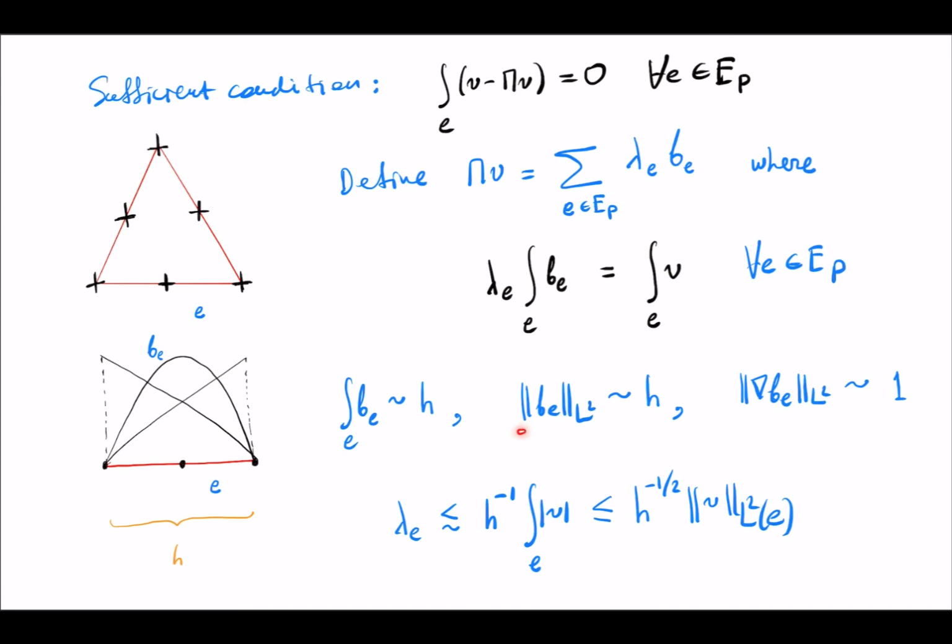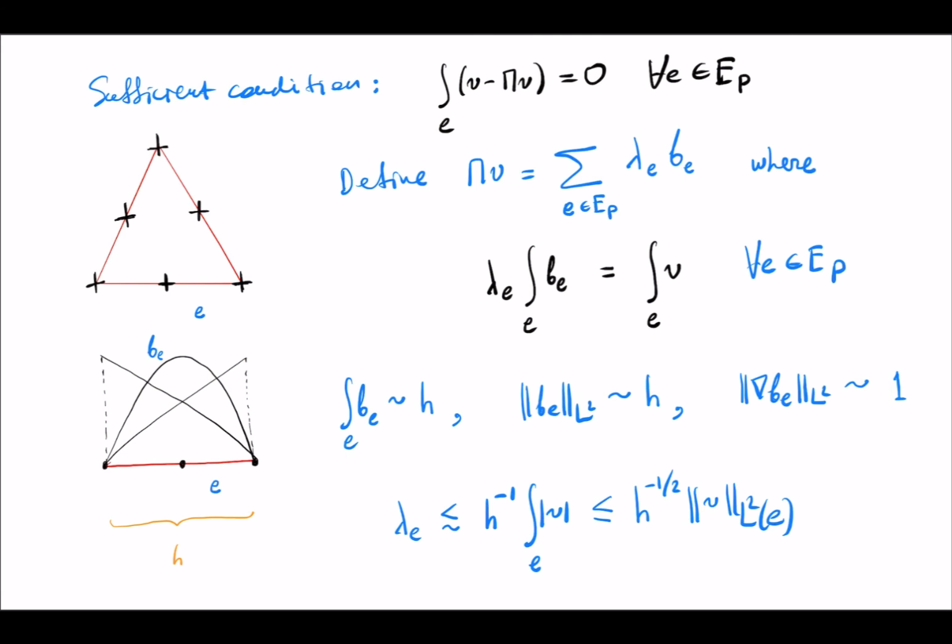Then we look at the L2 norm of B. Now B is of order 1 and the area of the support of B, which is just two triangles, is of order h squared. So the L2 norm is of order h. For the H1 semi-norm, this is of order h to the power minus 1, so you have to square it, h to the power minus 2. Then the area of the support is h squared, so that is of order 1.